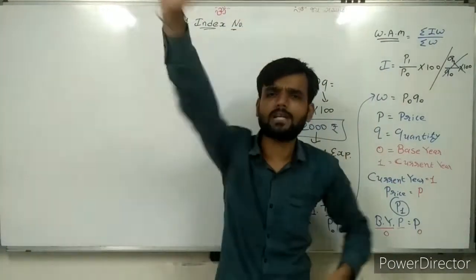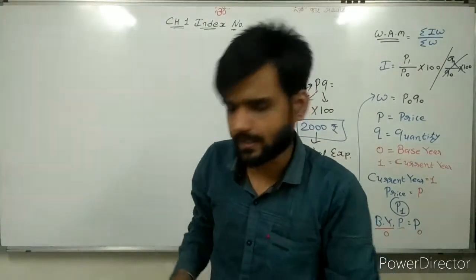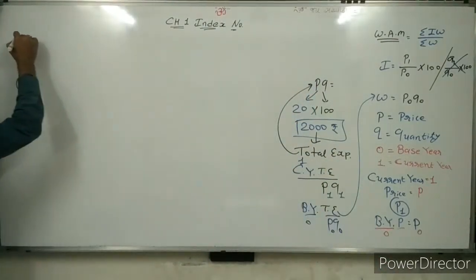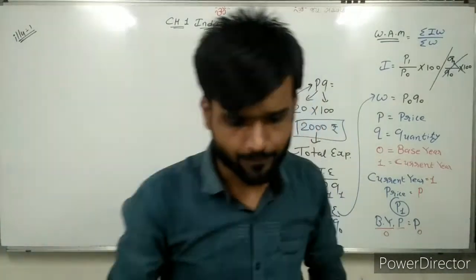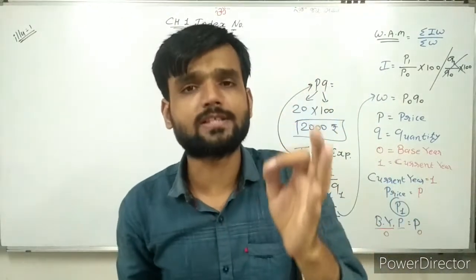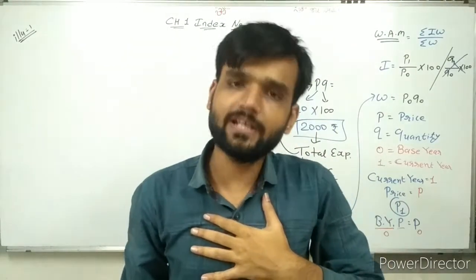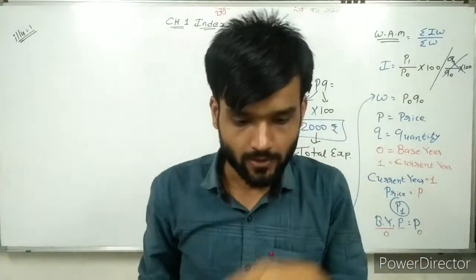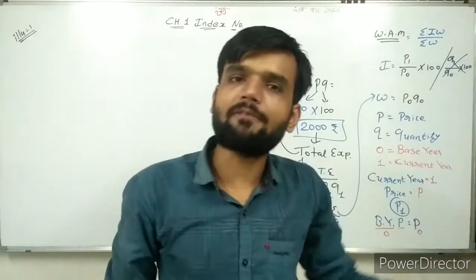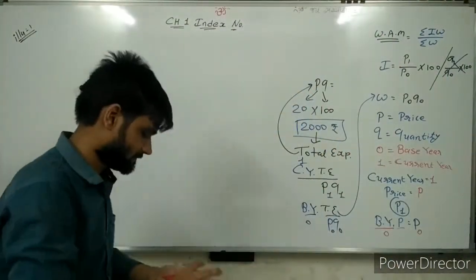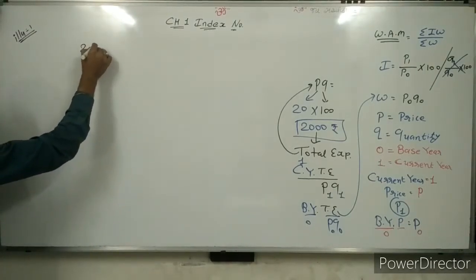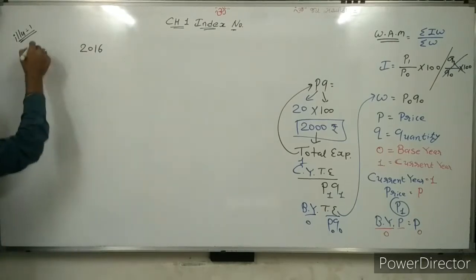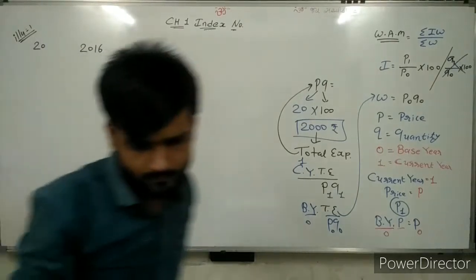So for that I am taking one example, that is illustration number 1, writing here. Illustration number 1, reading and then writing the question. Find the index number for the year 2016. I need to find the index number for 2016 with the base year 2011.